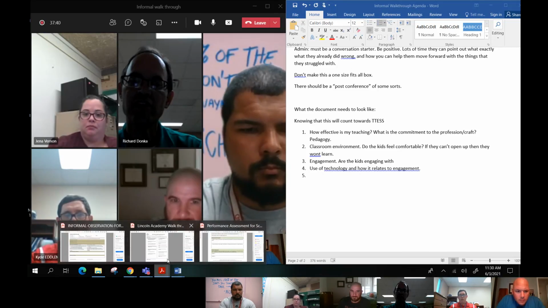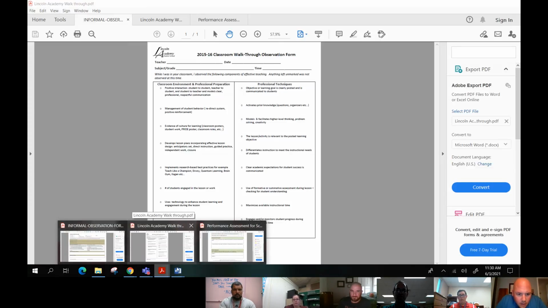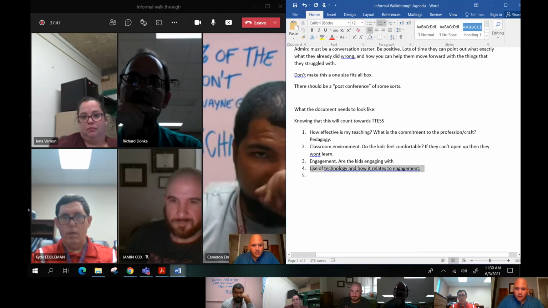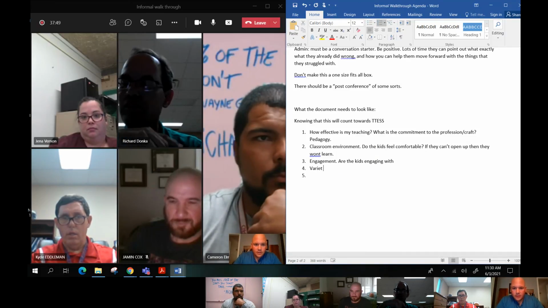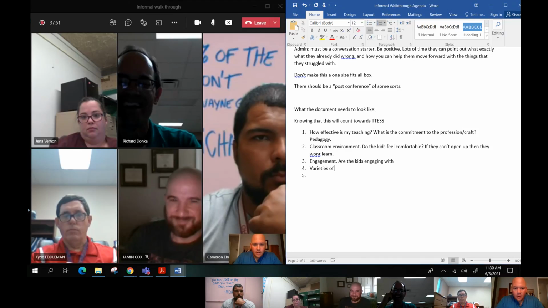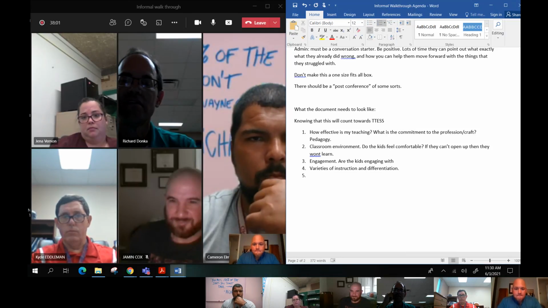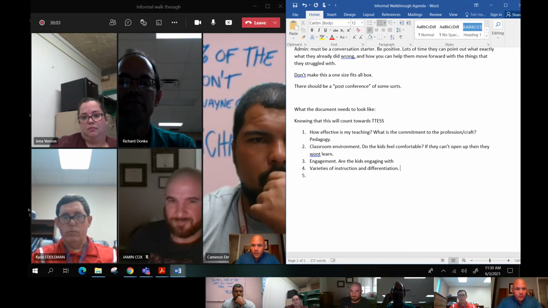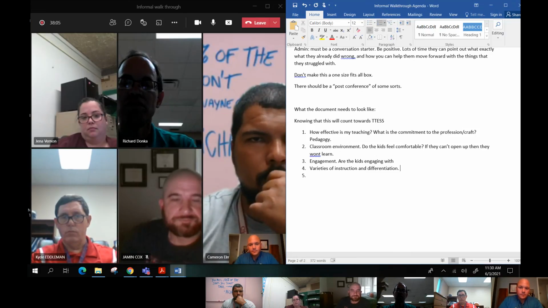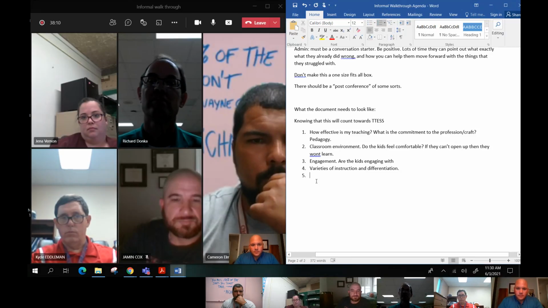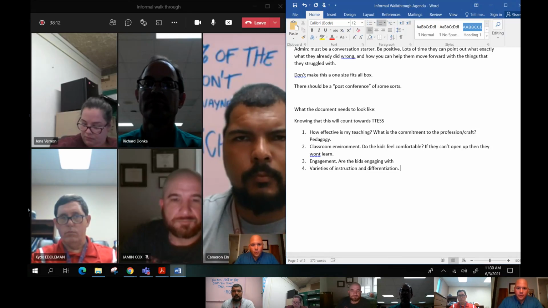Varieties of tools and strategies used in the classroom. Not the short one, the one that I like better than the other 2. Okay. Variety, instruction, and differentiation. Yeah, because that includes different tools, technology, how you reach kids, how you differentiate. And that's going to give us a 4, which is clean.